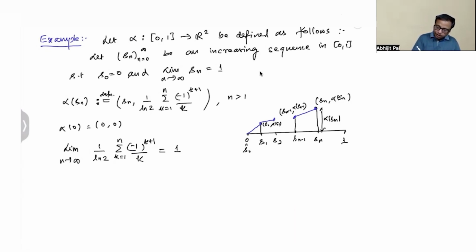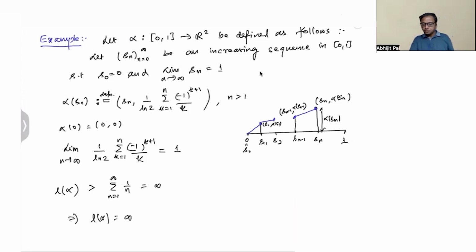Also note that the length of alpha will always be greater than the summation, n equals 1 to infinity, of 1 by n. So the length of alpha always dominates this divergent series 1 by n, which is equal to infinity. Therefore the length of alpha is equal to infinity. So this is an example of a curve whose length is infinite.